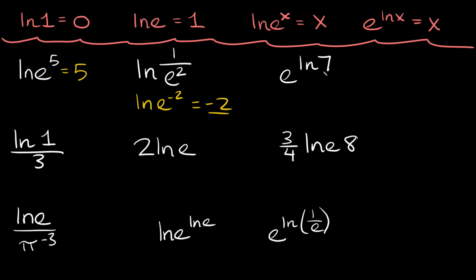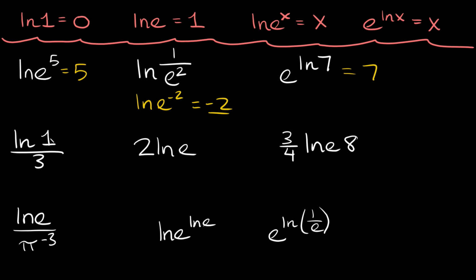Now for this next one, we have e raised to the natural log of 7. This is the same as rule number 4. e raised to the natural log of some number is equal to just that number. So e raised to the natural log of 7 is just 7. Okay, so far so good. So now let's do this one right here.